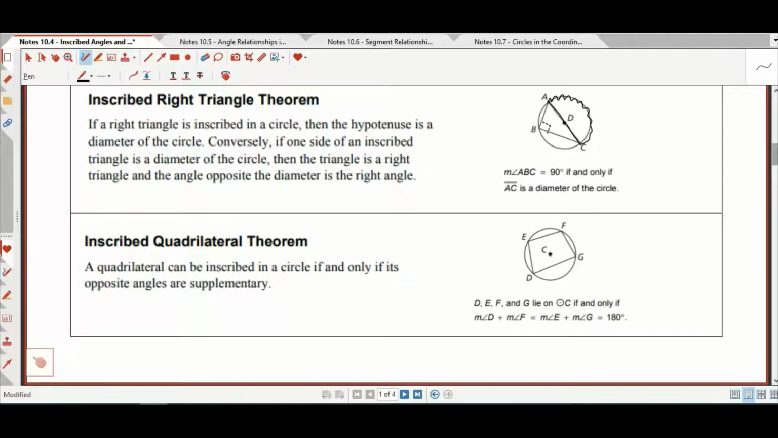Inscribed quadrilateral theorem. A quadrilateral can be inscribed in a circle if and only if its opposite angles are supplementary. D, E, F, and G lie on circle C if and only if the measure of angle D plus the measure of angle F is 180, and the measure of angle E plus the measure of angle G is also 180. And that makes sense, because since that cuts out half the circle, more on that in a bit.